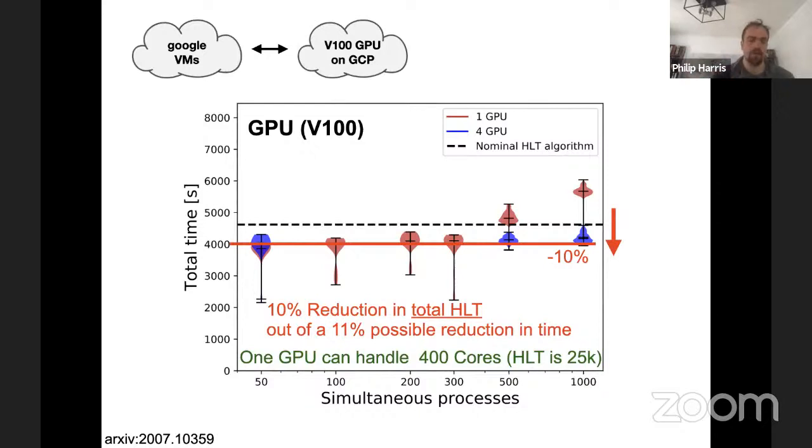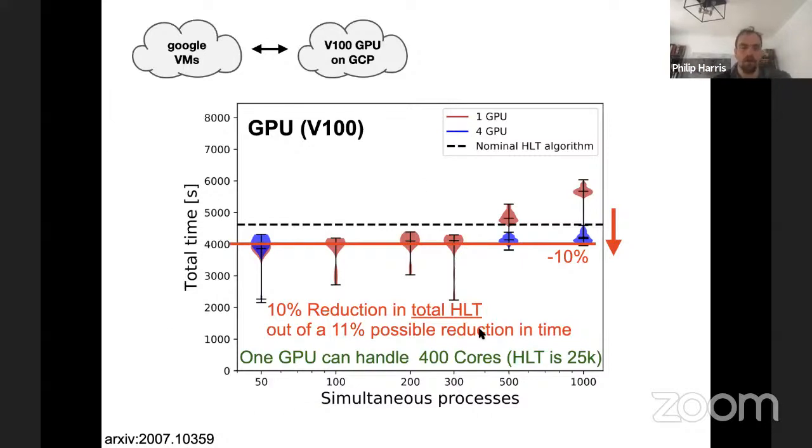Here's an example on a GPU. What you can see is that the x-axis here is the number of HLT processes that we're running. So in the case of 300, we're running 300 HLT cores. This is an HLT processor node, and each one of these is communicating to a single GPU. This GPU is running our HCAL reconstruction for all, let's say, 300 simultaneous processes.